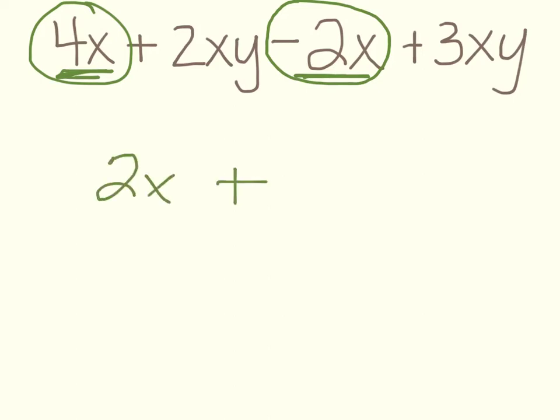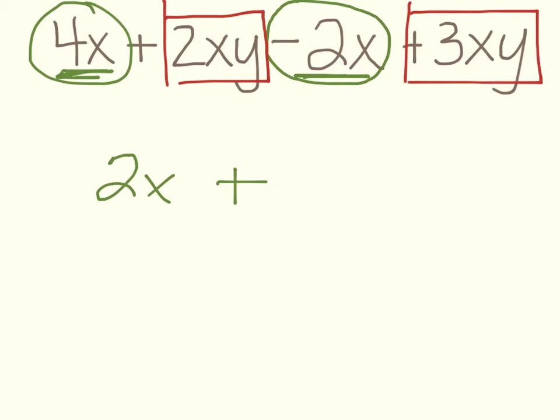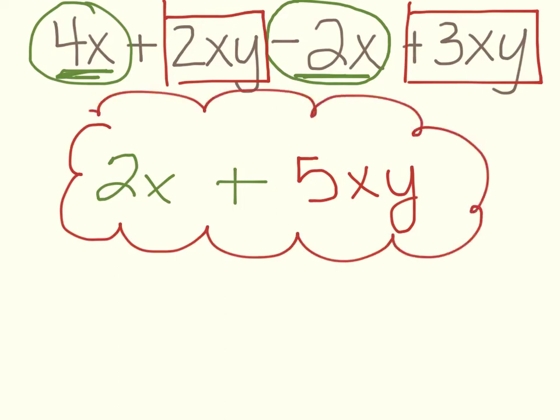Plus, let's see if I have any other like terms. I have 2xy plus a 3xy. Together I would have 5 of those, so that would be 5xy. So I just combined like terms and simplified the expression. Okay, let's check out another one.